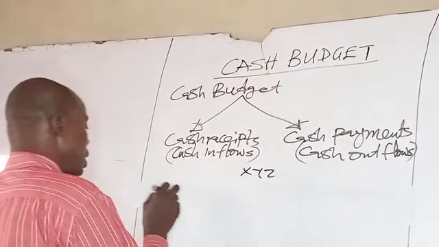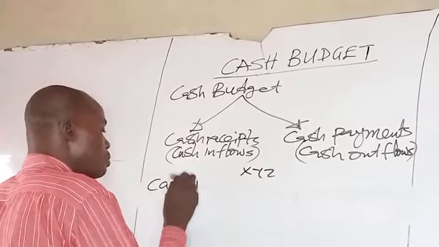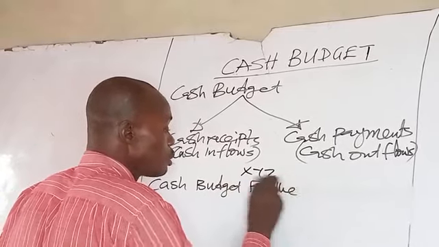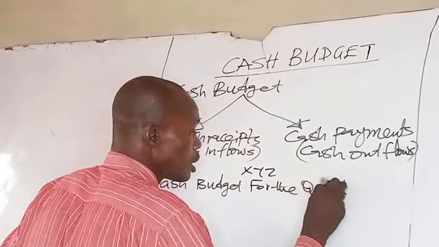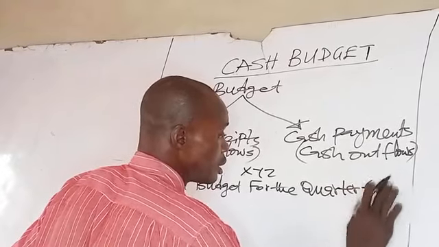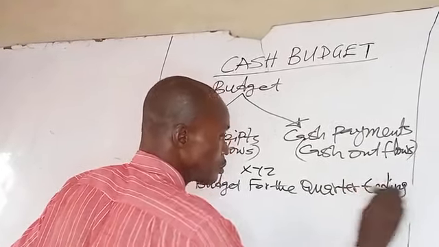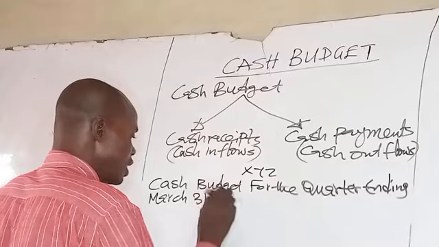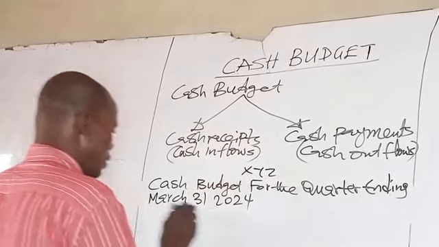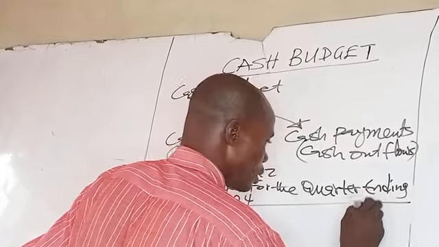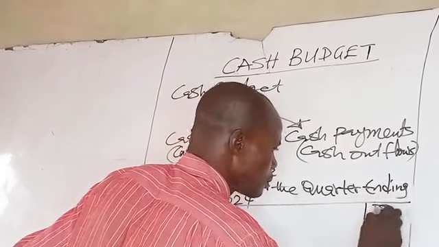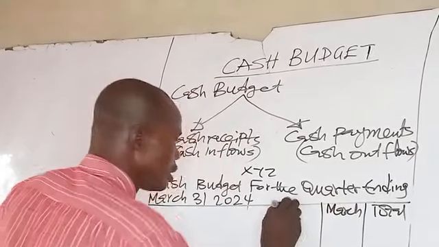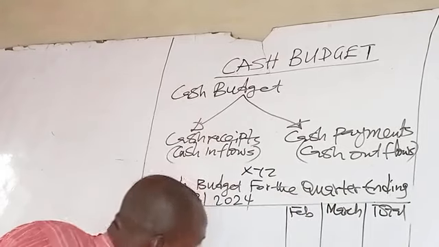XYZ cash budget for the quarter ending March 31st, 2024. So you may have total. Let's say you have the month of March, February, January.